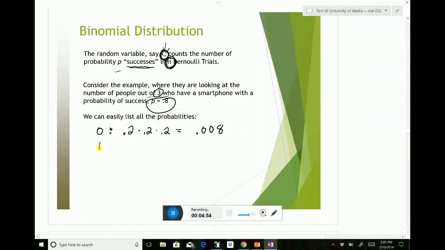However, what's the probability that one of these people has a smartphone? Well, 0.8 times 0.2 times 0.2, but remember, this person can be second or third, so that's times 3. So what's that going to be? 0.096.